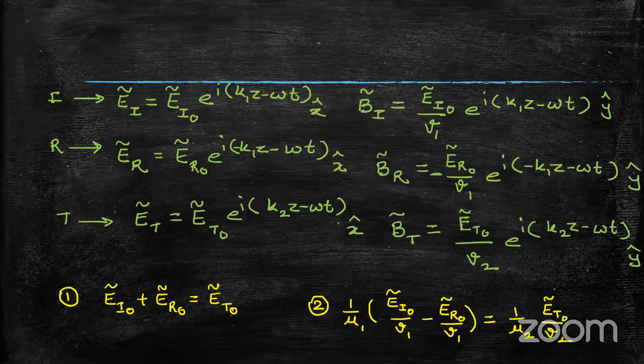upon V2. And as we were discussing yesterday, because the susceptibility of magnetic materials is very much less than 1, permeability, which is mu, is almost equal to mu zero. It's not very different. Epsilon changes dramatically when you go from one material to another, but mu remains almost the same. So mu1 is equal to mu2. So basically, what we get is E_I0 minus E_R0 is equal to V1 upon V2 times E_T0. So let me write these two equations.